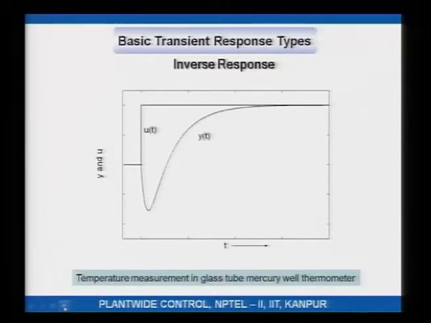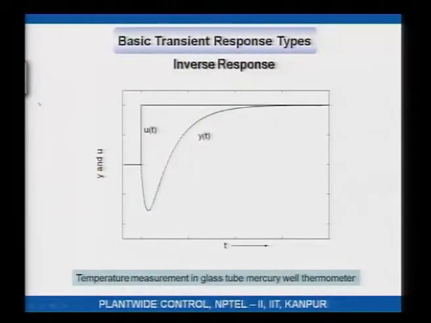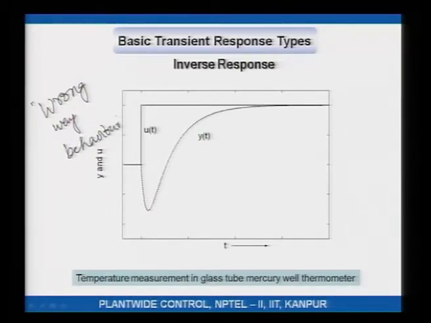Here is an inverse response. You give a step change, the output goes in the wrong direction first, in the other direction first, turns around and then goes back up. So, the initial direction of response is in some sense the wrong direction. This is also sometimes referred to as wrong way behavior.